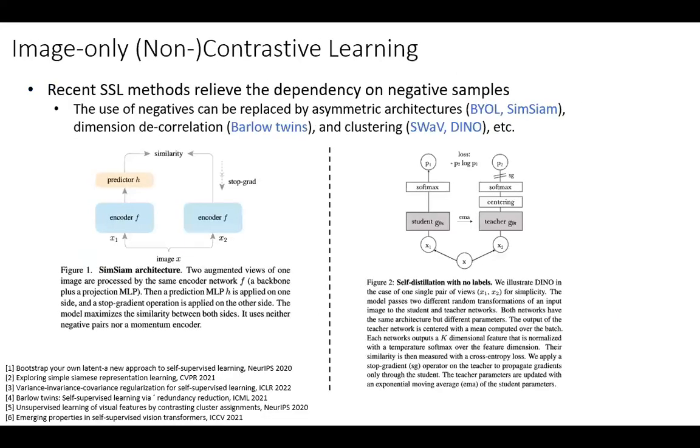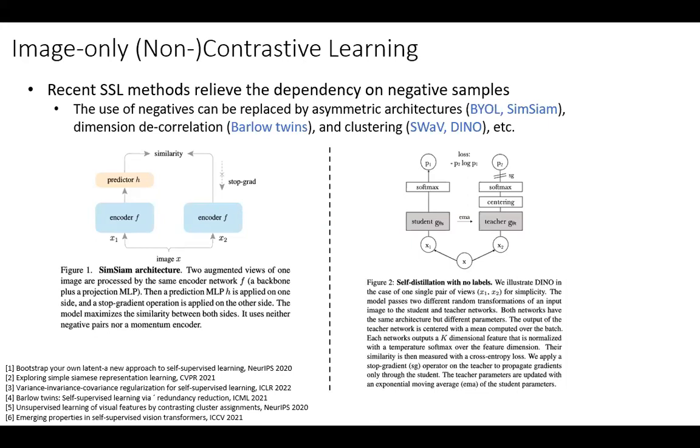And indeed, in the literature, people gradually find that we can relieve the dependency on negative examples. For example, the use of negatives can be replaced by asymmetric architectures, dimension decorrelation, and also can be replaced by clustering. So basically, instead of using negatives as the regularization, people have been trying to use different methods to provide such regularization so that the model will not just learn a trivial solution, right? And on the left is one example from the SimSiam paper, and on the right is DINO. And DINO is basically using the self-distillation idea.